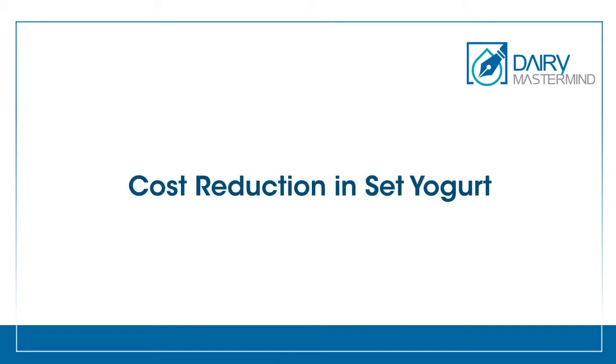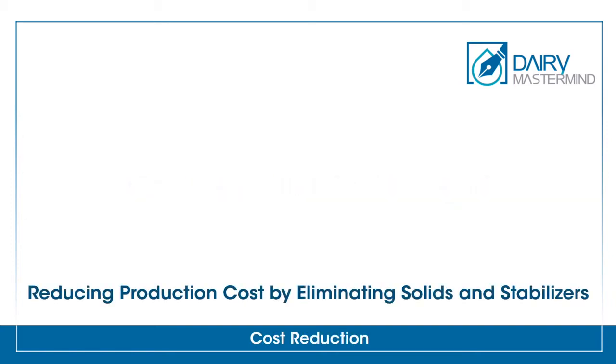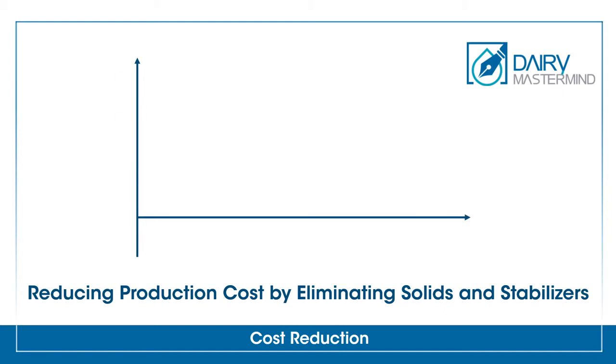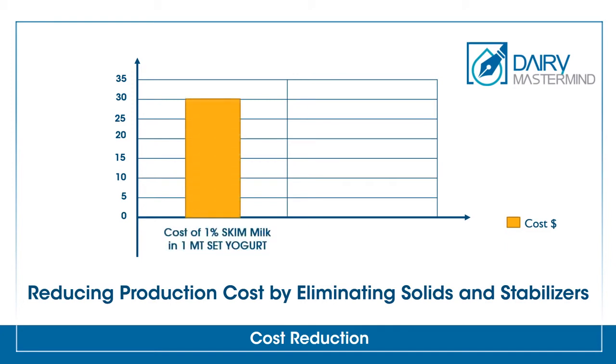Cost reduction in set yogurt. The cost of 1% of SMP in set yogurt formulation is much higher than 150 ppm of the TG enzyme, and therefore this change not only improves the quality but also reduces the cost.